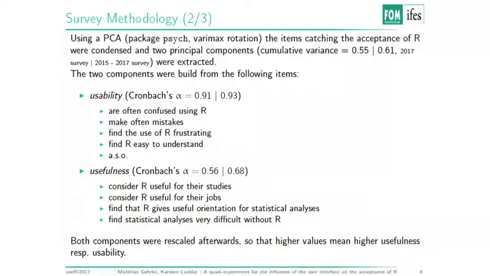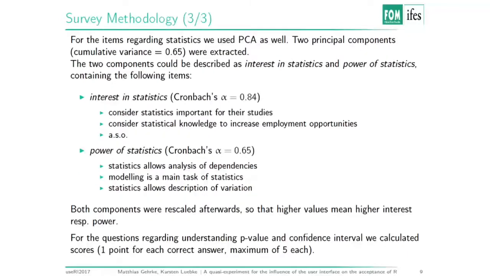With the PCA, principal component analysis, we tried to check whether the constructs are correct. So you see here usability, usefulness fits very well. We rescaled it afterwards, so higher numbers mean higher usability and usefulness. Same with the interest in statistics and power of statistics. So they're fitted to 2 variables as well. And for the questions regarding p-value and confidence interval, we used just a simple scoring. For each correct answer, 1 point. So it adds up to a maximum of 5 points.